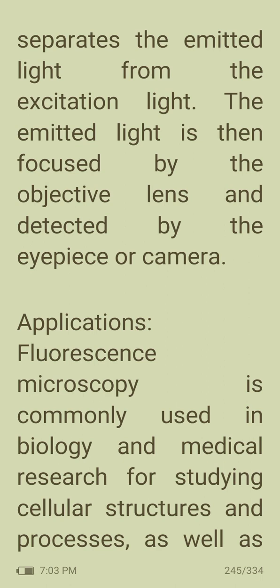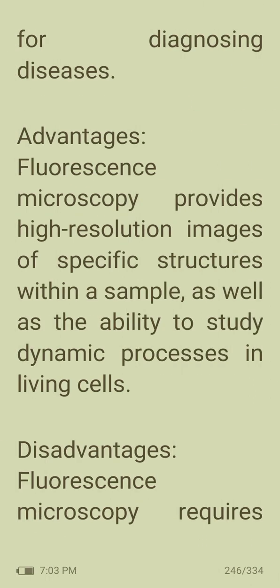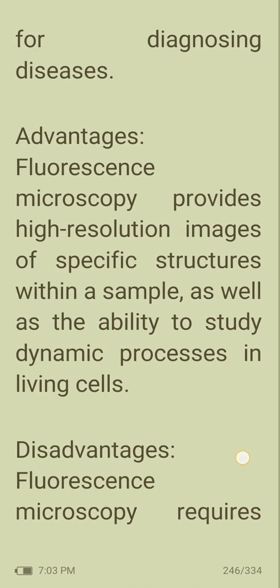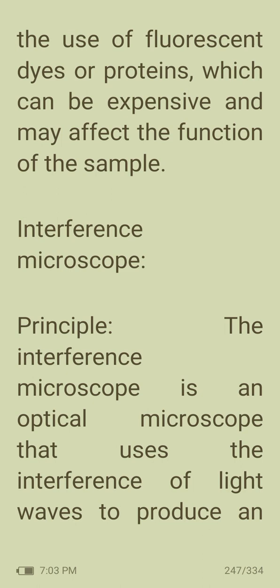Fluorescence microscopy is commonly used in biology and medical research for studying cellular structures and processes, as well as for diagnosing diseases. So, what are the advantages of fluorescence microscopy? It provides high resolution images of specific structures within a sample, as well as the ability to study dynamic processes in living cells, but it has some disadvantages. It requires the use of fluorescent dyes or proteins, which can be expensive and may affect the function of the sample. Next is the interference microscope.